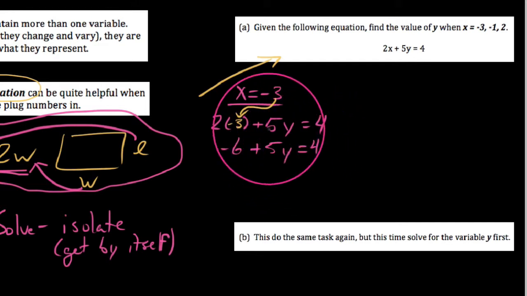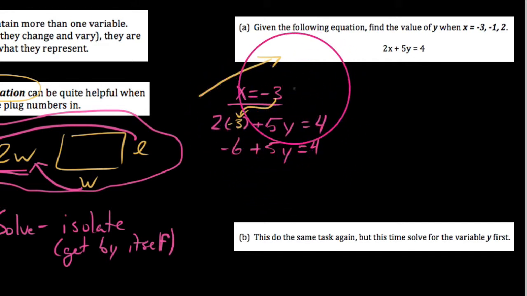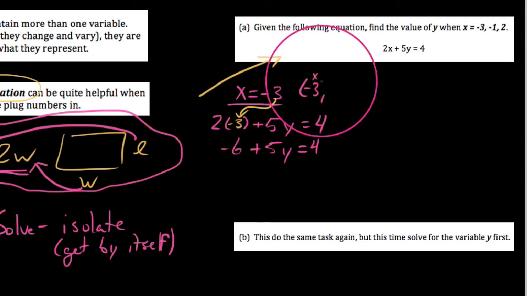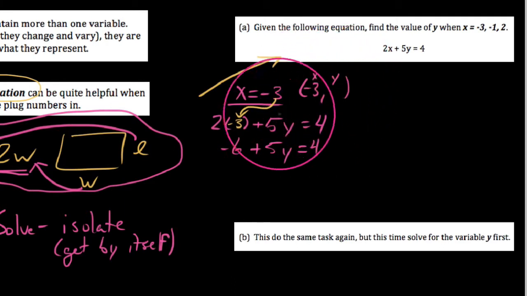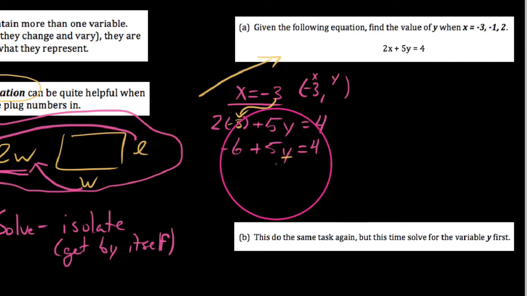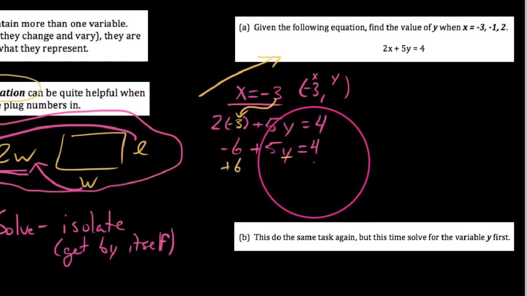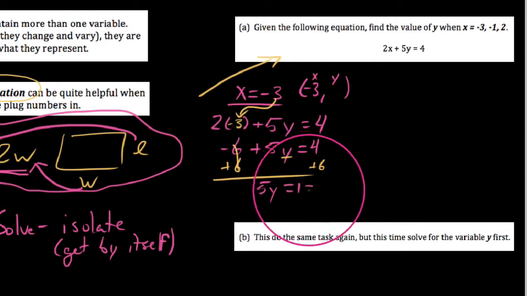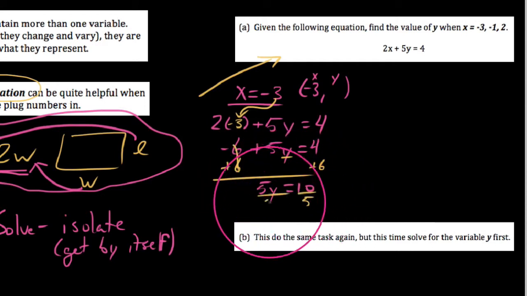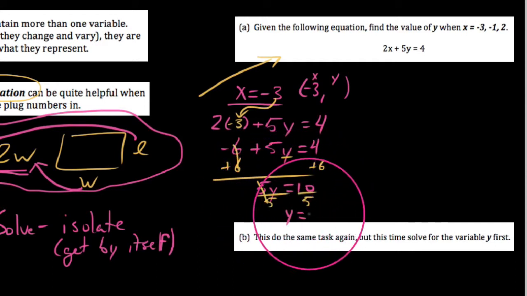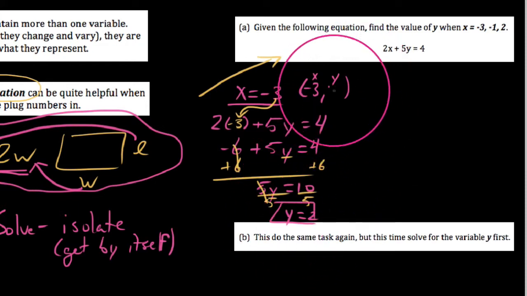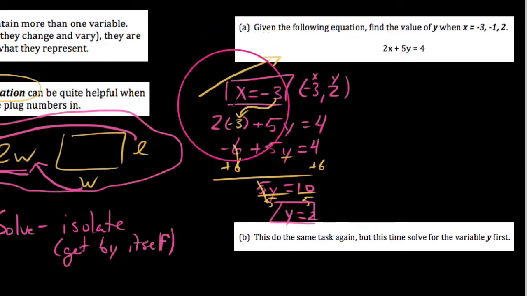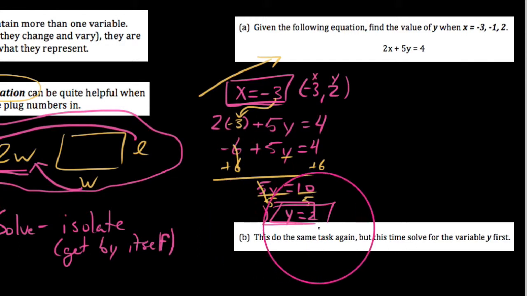So I say, well, I still know what x is. X is negative 3. But what's our y value? In order to find this, we're going to have to solve for y. So for instance, I would have to add 6 to both sides. And so I'd get this, 5y is equal to 10, and then we'd have to divide everything by 5 to get y by itself, and we get y equals 2. So here's what we want to say. We say, when x equals negative 3, then y equals 2.